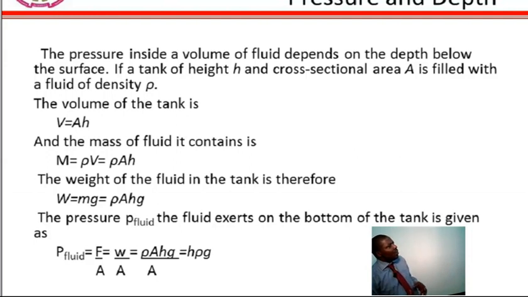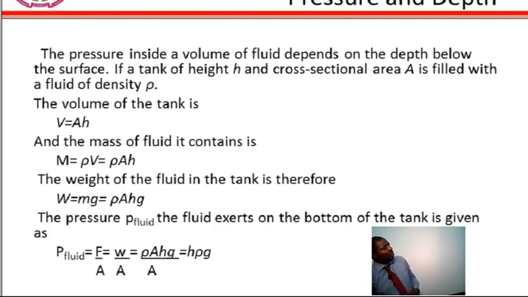The weight of the fluid in the tank can be expressed as W, which represents weight, equal to mg, where m is the mass and g is acceleration due to gravity. Since m has been expressed as density times area times height, then the weight can be expressed as density times area times height times g, where g is the acceleration due to gravity.